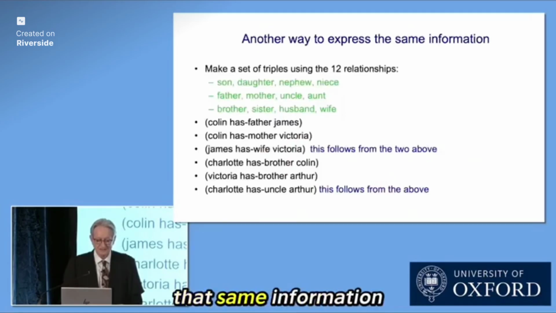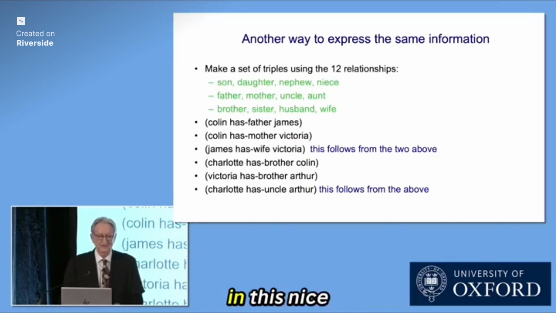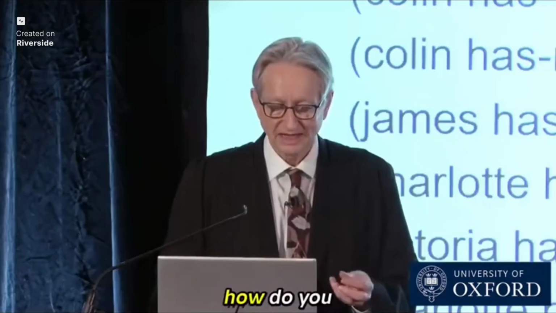You can express that same information as a set of triples. So if you use the 12 relationships shown there, you can say things like Colin has Father James and Colin has Mother Victoria, from which you can infer, in this nice simple world from the 1950s, that James has wife Victoria. And there's other things you can infer.